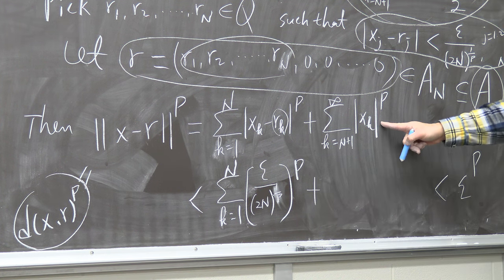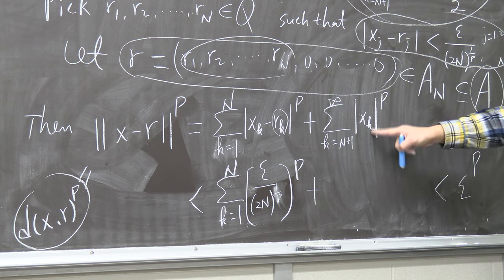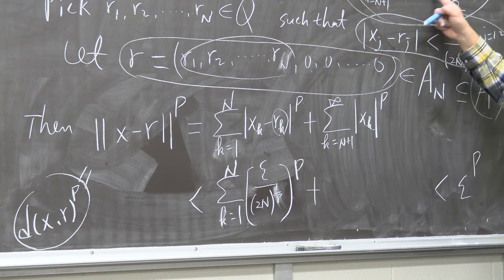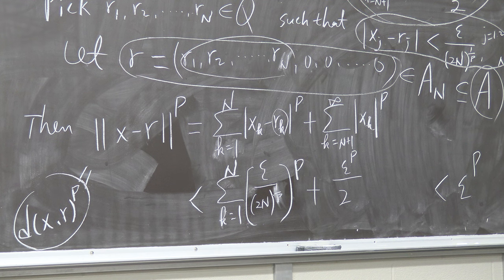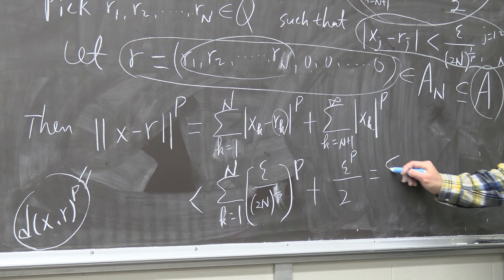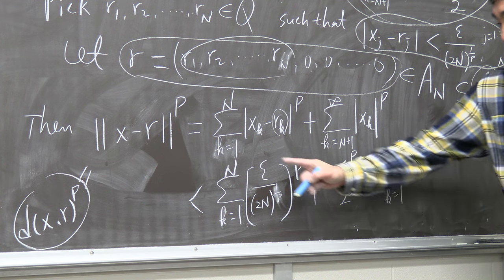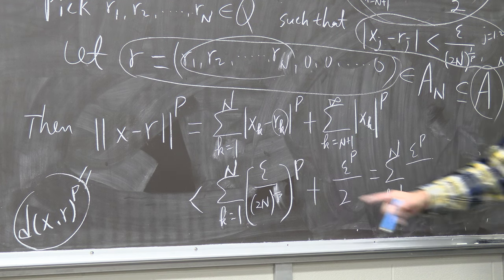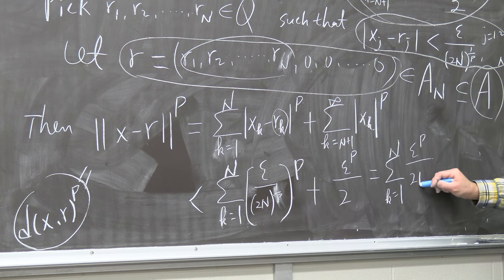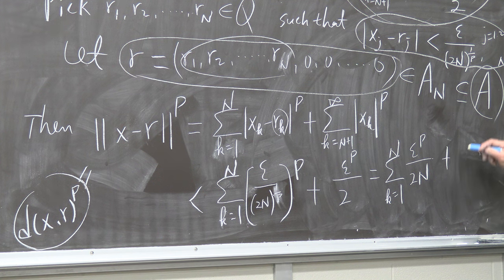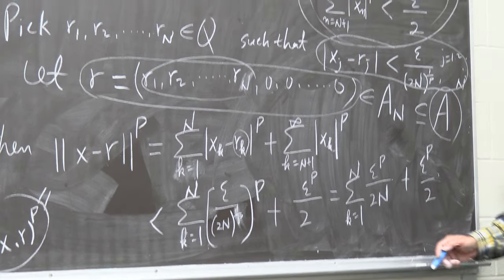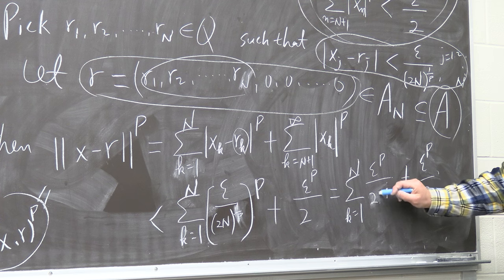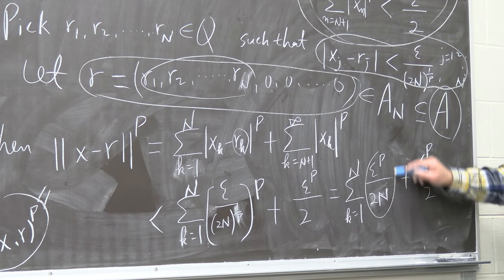Plus, what happens to the second sum here? That's exactly that inequality, right? The second sum, the p-th power of the terms of x sub k from n plus 1 to infinity, is less than half of the p-th power of epsilon. Then let's finish the final simple computation. The p-th power of epsilon divided by 2n, plus half of the p-th power of epsilon, where the first is a constant in terms of the k index.